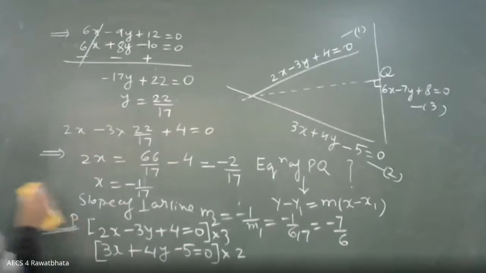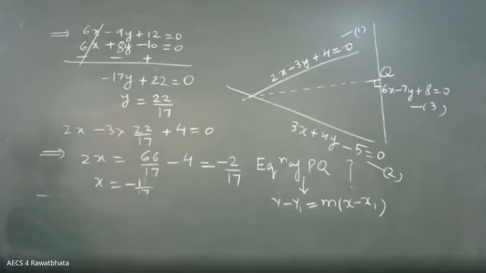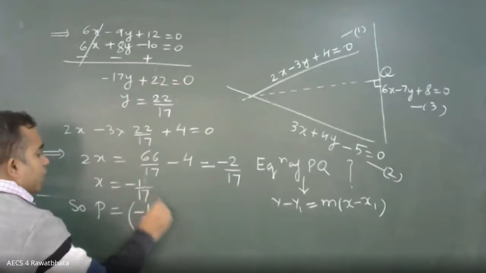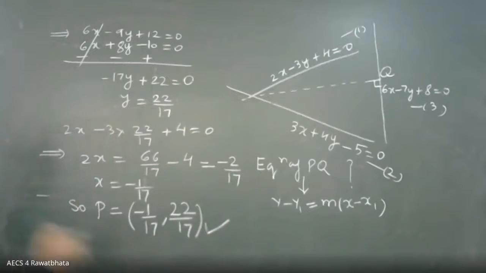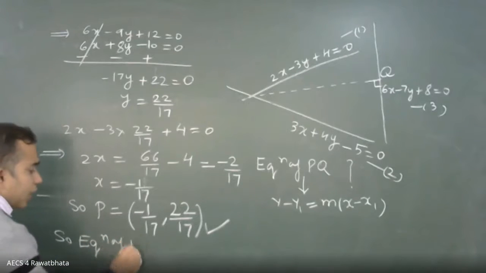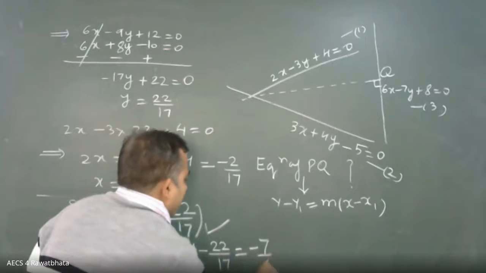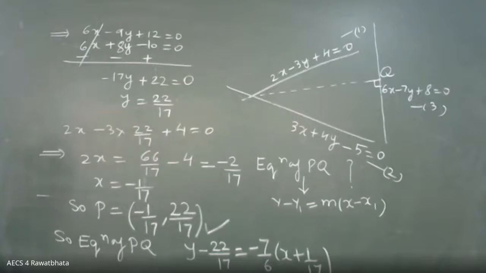Okay. So here I get the point of intersection. I got x and y. So P is equal to minus 1 upon 17, comma 22 upon 17. Now P is ready. Slope was ready. So the equation of PQ. What was the slope, students? Minus 7 by 6. Minus 7 by 6. So y minus y1 equal to m into x minus x1. Give a simplification and we are almost done.